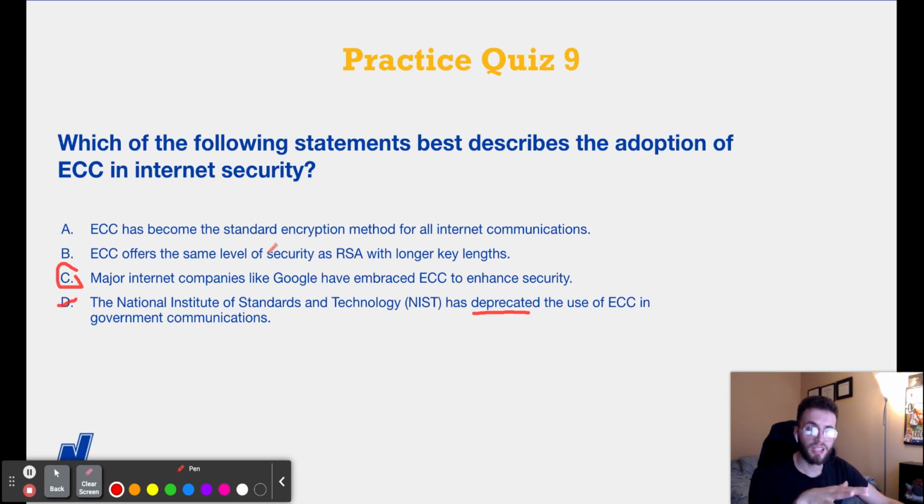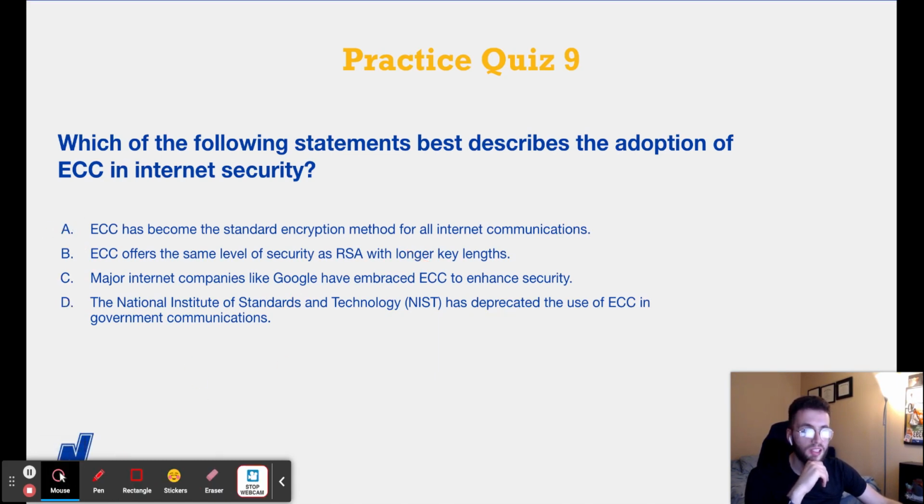Now, B says ECC offers the same level of security as RSA with a longer key length. We understand that this is incorrect because it is actually supposed to be shorter. That's what ECC is. It is actually a shorter key length. And then we know that A is not correct because ECC has become the standard encryption method for all internet communication. It hasn't been the standard for all of them. There are still communications that don't rely on ECC and still use RSA. So because of that, A is incorrect as well. Perfect. Now let's jump on to the next slide.